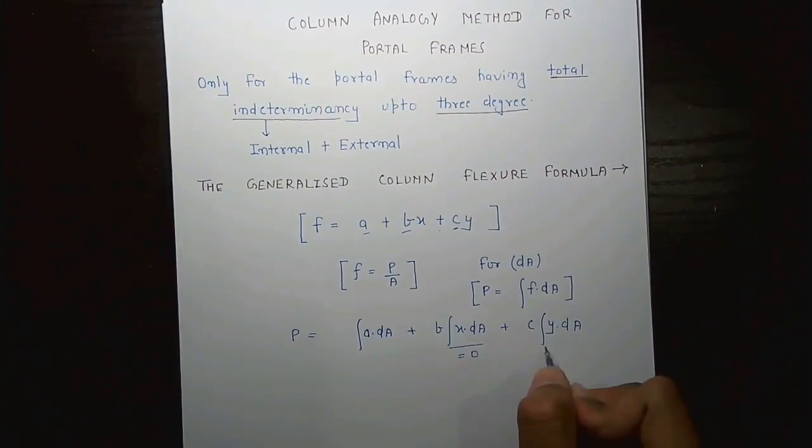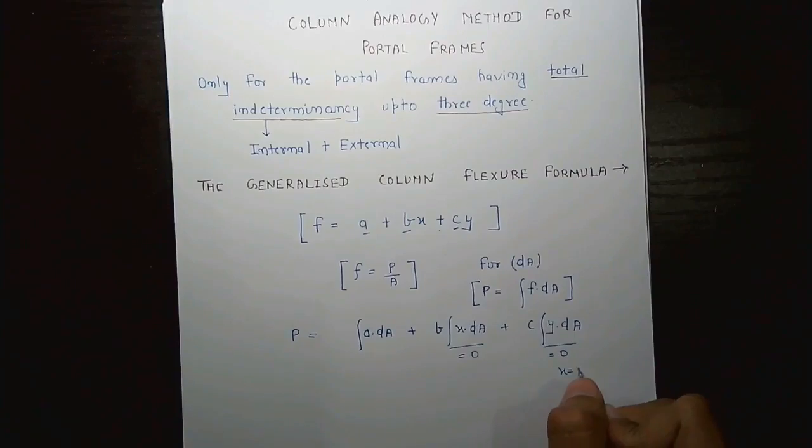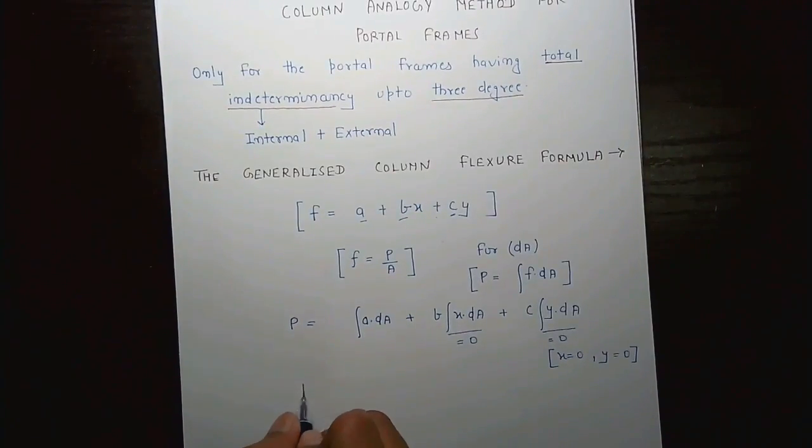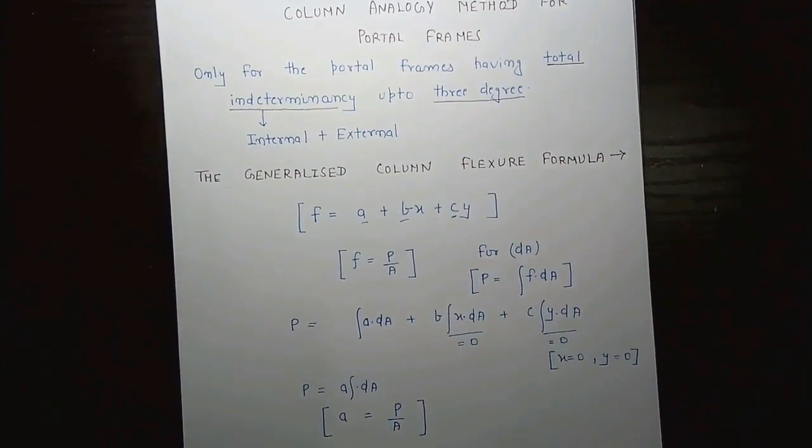Now this term will be equal to 0 and this term will be equal to 0. Why? Because when the principal axis passes through the centroid, at the centroid x is 0 and y is 0. Thus P is equal to a times integration of dA. Now the arbitrary constant a is P by A.